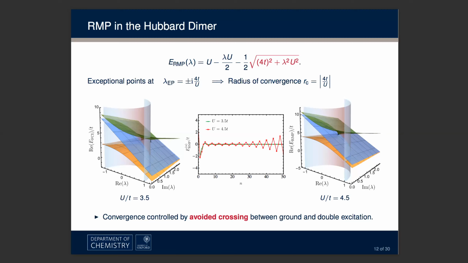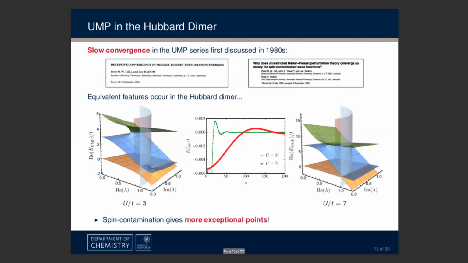And we can think of this as the avoided crossing on the real u over t axis. So what about if we look at our unrestricted Møller-Plesset expansion? Well, now, because we've broken the spin of our orbitals, we get many more interactions between different states in the complex plane, because we don't have symmetry restrictions making those interactions 0.